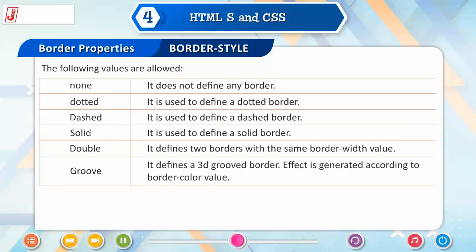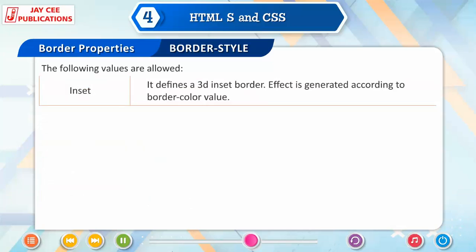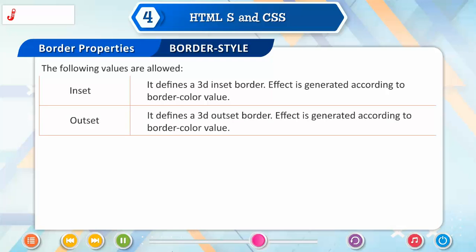Effect is generated according to border color value. Ridge. It defines a 3D ridged border. Effect is generated according to border color value. Inset. It defines a 3D inset border. Effect is generated according to border color value. Outset. It defines a 3D outset border. Effect is generated according to border color value.